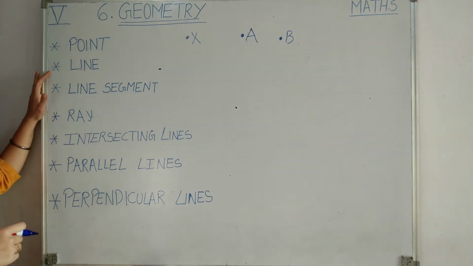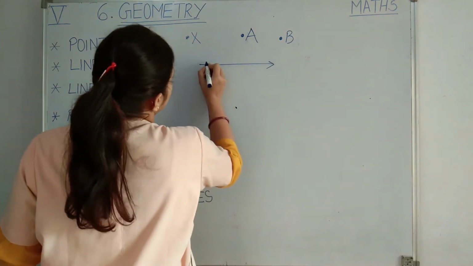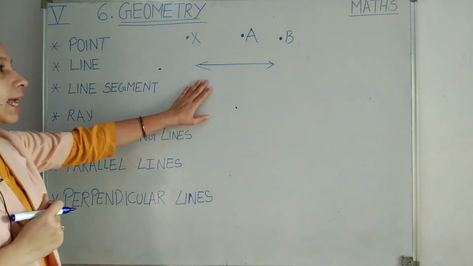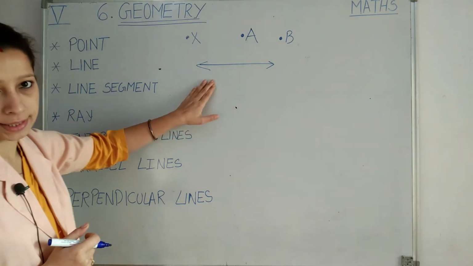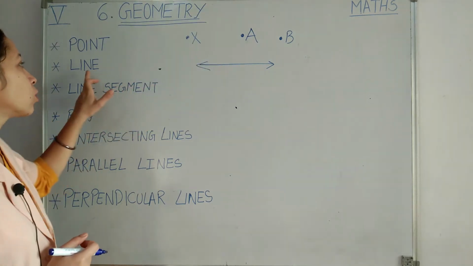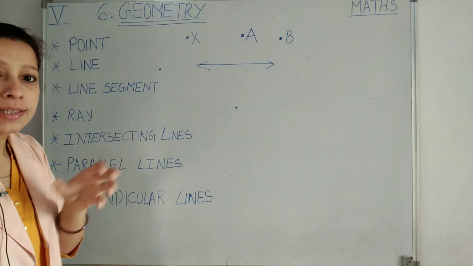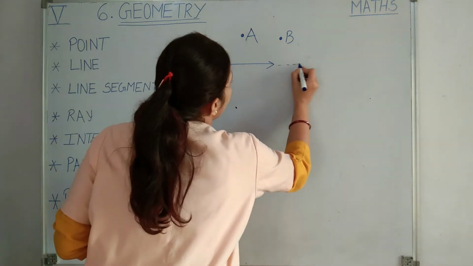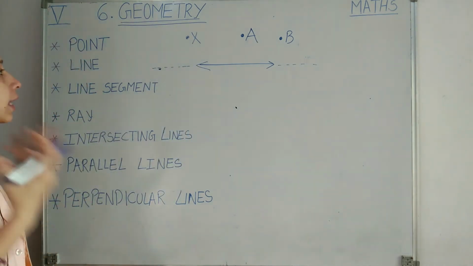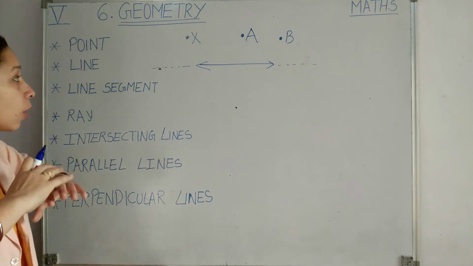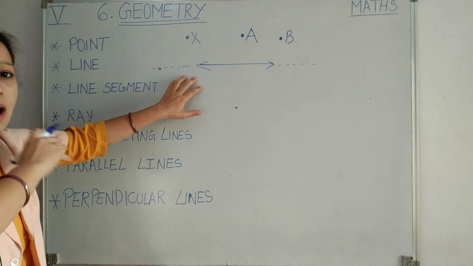Okay, now let's come to our next topic, which is a line. You can see here, students, I have drawn a straight line, a straight path, and it has two arrowheads. If you see such a shape, then it is known as line. A line always has two arrowheads, and these arrowheads state that we can extend the line in any direction. Its length is unlimited.